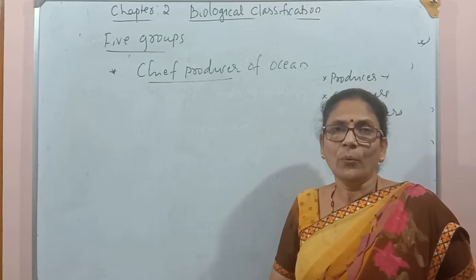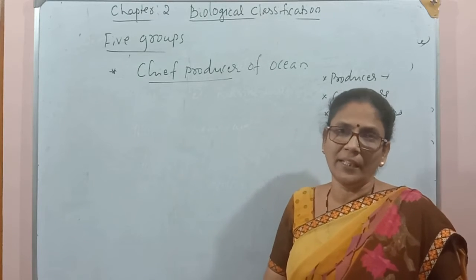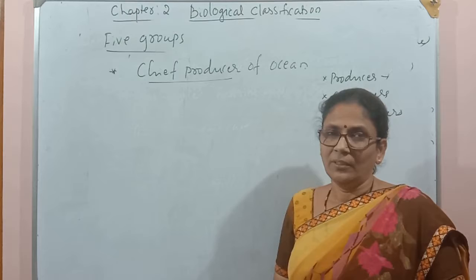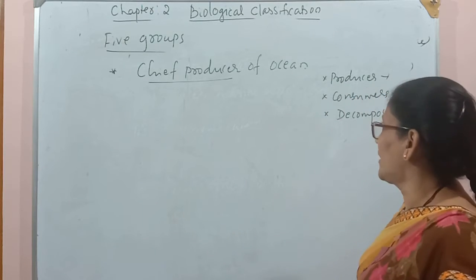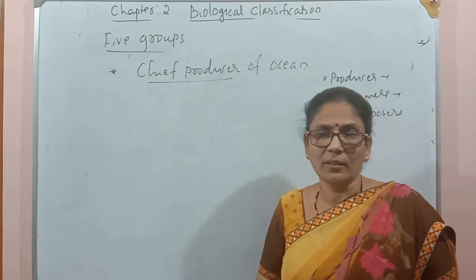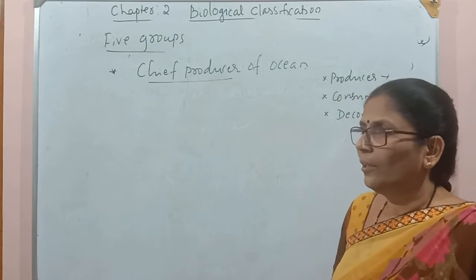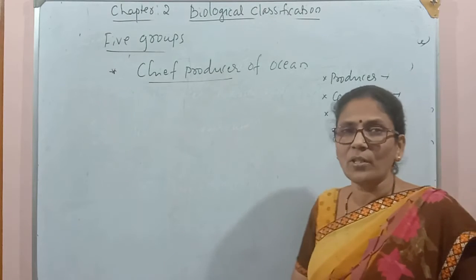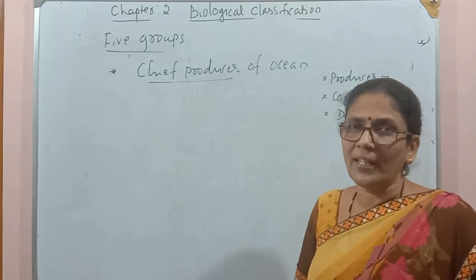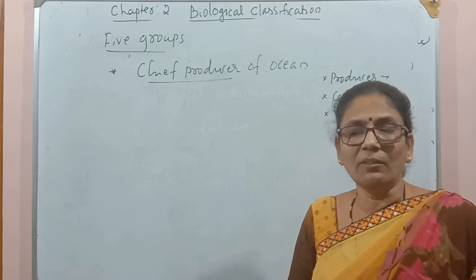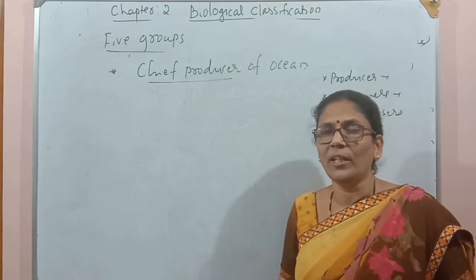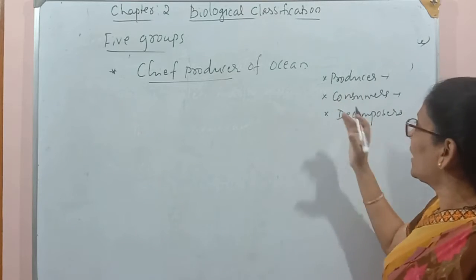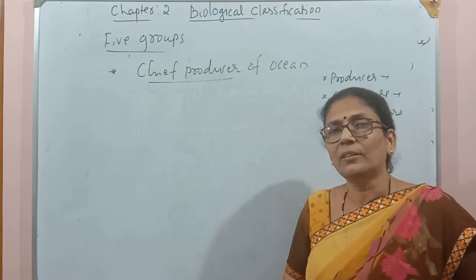Producers are those which don't depend on anything and prepare their own food by photosynthesis. Consumers are those which don't prepare their own food and have to depend on the producers. And decomposers are usually microscopic organisms which convert complex organic materials into simpler ones. So these are the three categories in the ecological system.